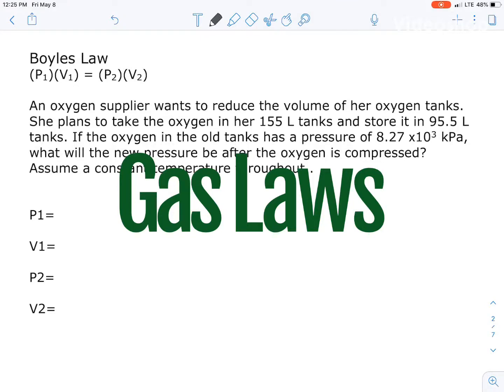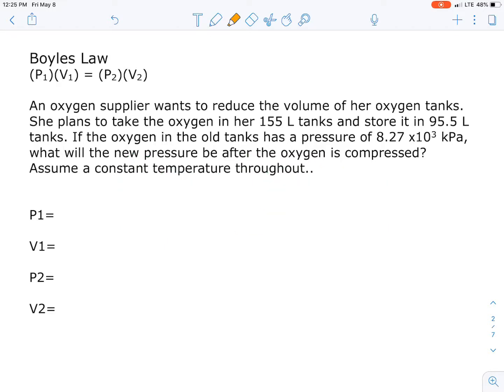Hey there, we're going to try to get some gas laws down here real quick. We're going to start off with Boyle's Law because that is usually the first gas law people start off with. Boyle's Law is P1 V1 equals P2 V2. So what we're going to do is color code this.